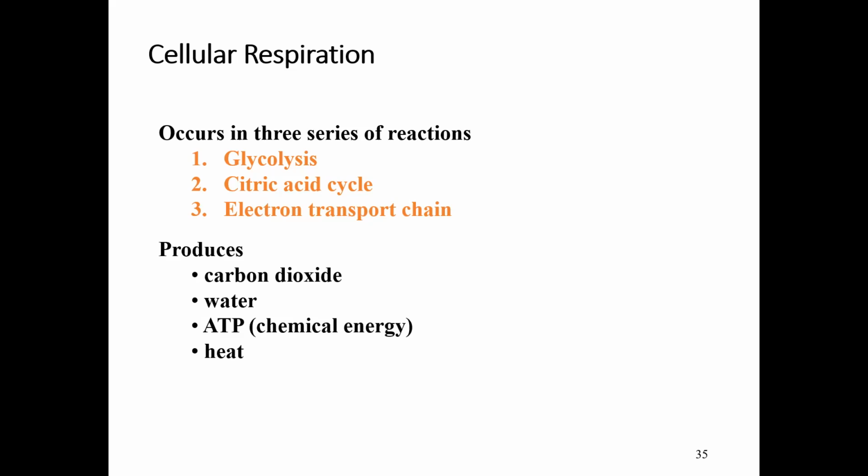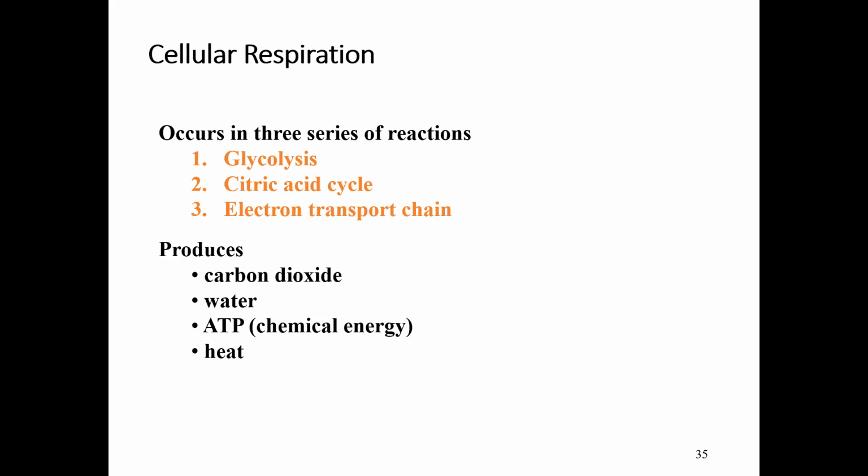And the end result of cellular respiration is always going to be carbon dioxide and water and ATP for us to use to transport energy around, and the release of heat. 60% of the energy stored in the food that we eat comes off as body heat. We don't use it. It keeps us warm. It keeps us at 98.6, or 37 degrees Celsius.